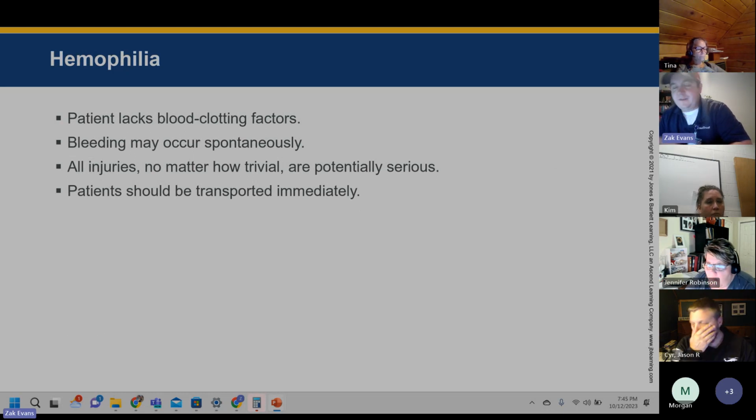So hemophilia is when a patient lacks that blood clotting factor. Bleeding may occur spontaneously. All injuries, no matter how small or trivial, are potentially serious. Patients should be transported immediately. There's a few medical conditions out there where these people don't stop bleeding. And these people normally, unless they're very young, are aware of this, and they will be able to tell you that.